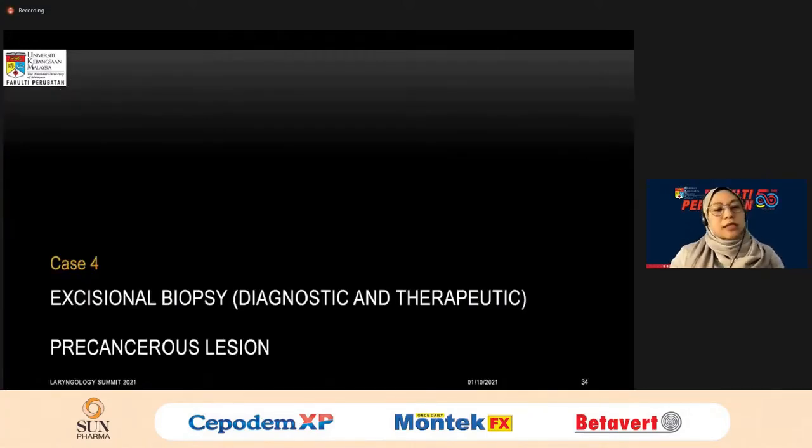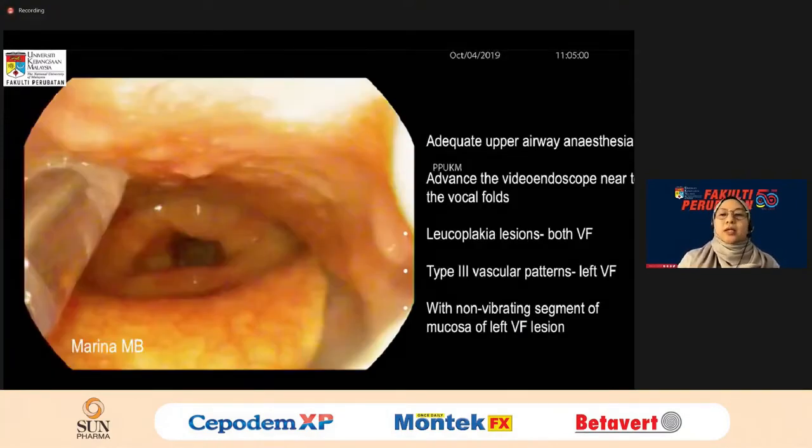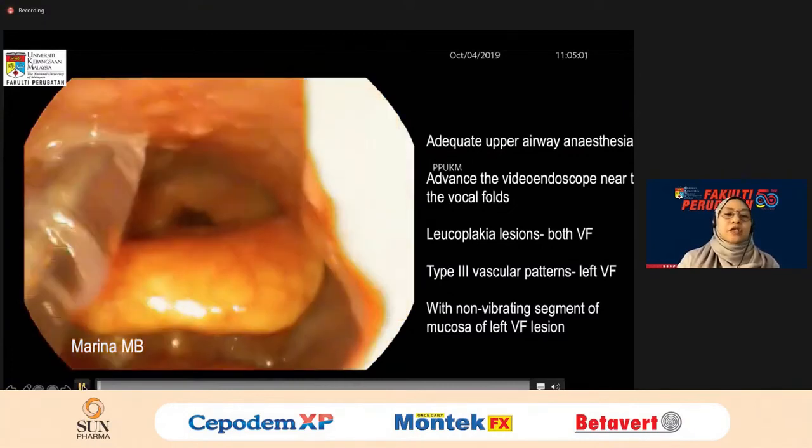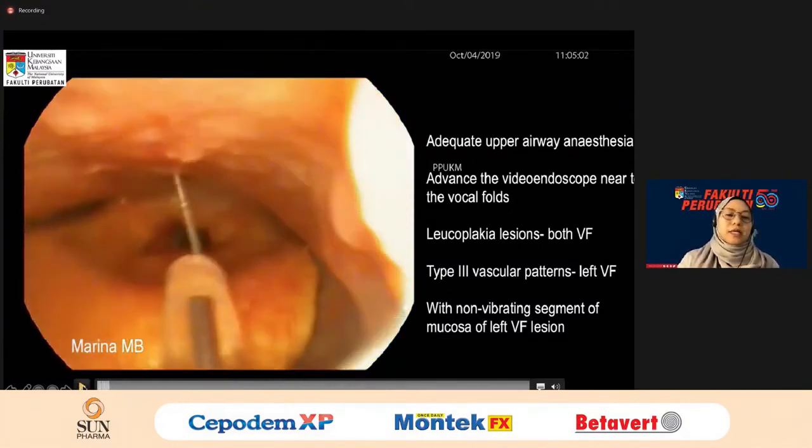Then we move on to case number 4, how this technology helped us in offering diagnostic and therapeutic options in precancerous lesion. This patient is a male, ex-chronic smoker, with a complaint of hoarseness.